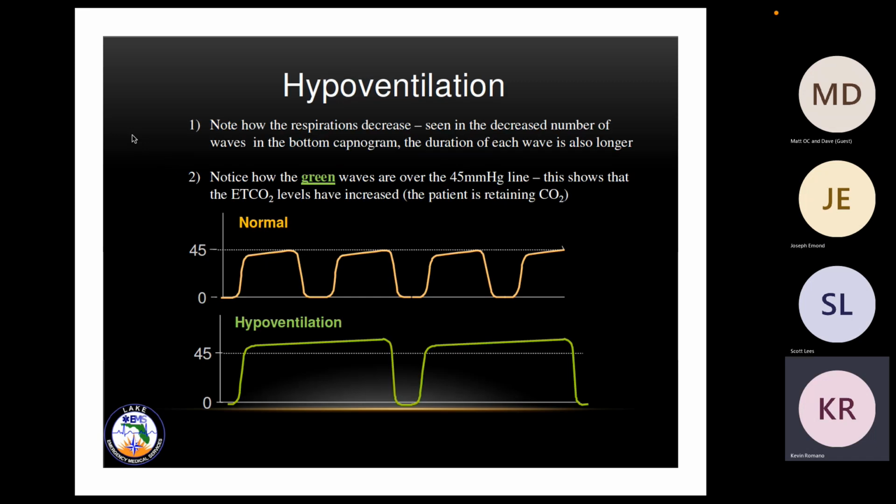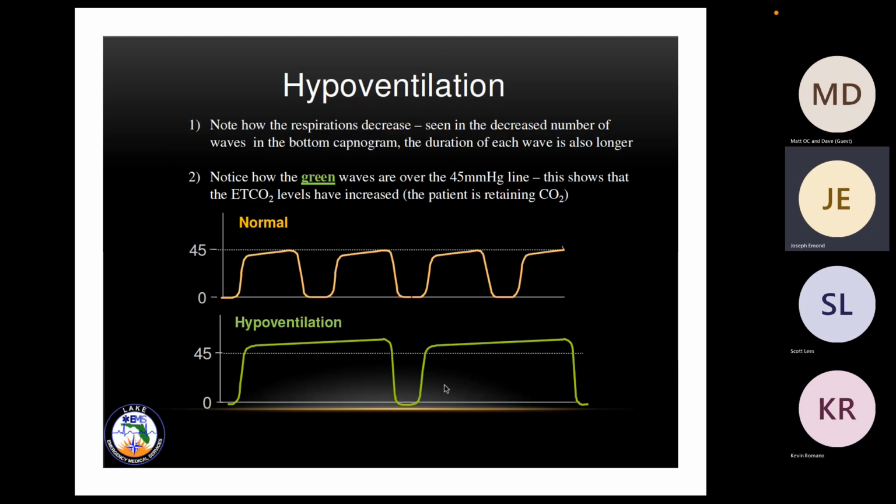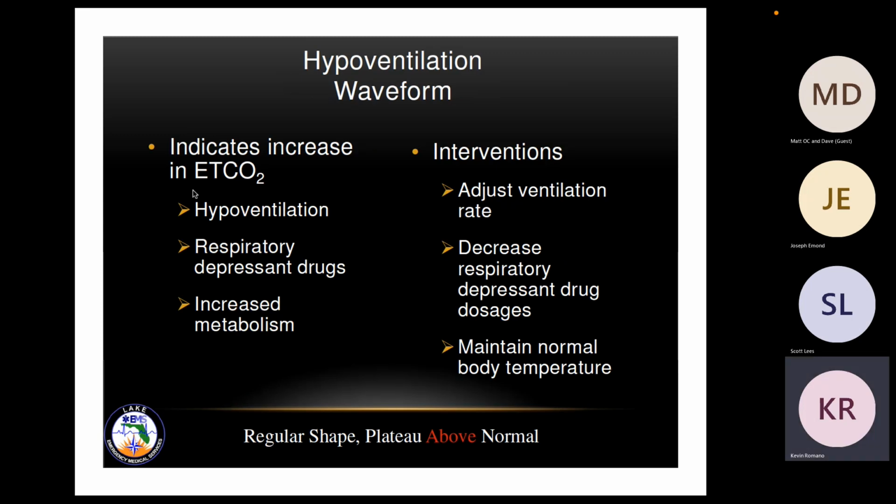As you can see here, we'll see our higher numbers, and there'll be longer duration, right? Perfect. Oh yeah, I was wrong. Height would be higher because of the higher end tidal. Yep. So hypoventilation: higher end tidal, longer duration, and then they'll be slow. So this indicates hypoventilation. So again, adjust your ventilation rate. Respiratory depressant drugs, decrease respiratory depressant drug dosing if you have them.